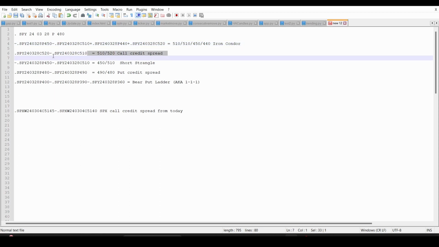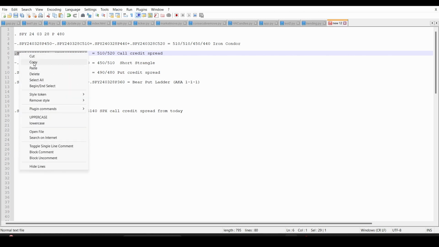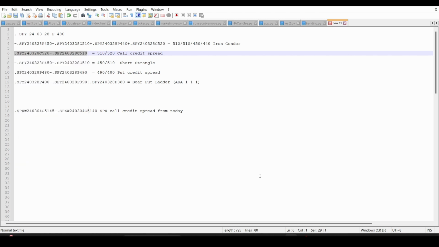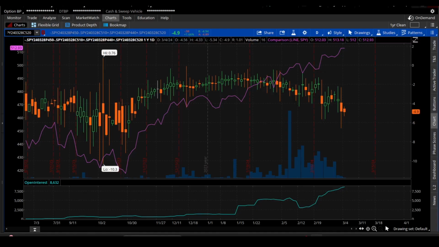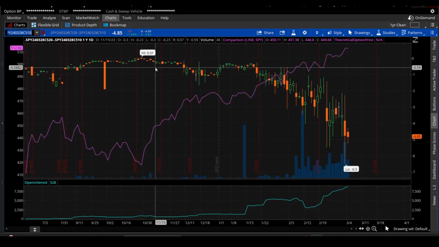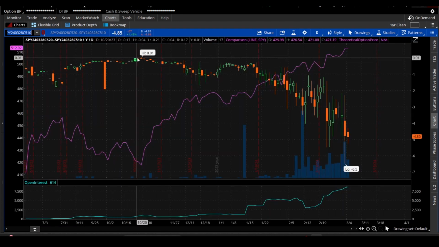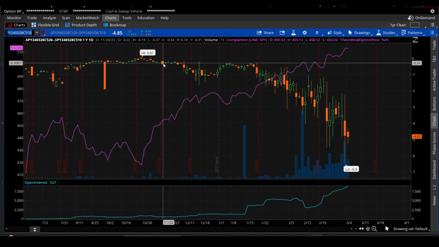So this is just the 510, 520 call credit spread, so it does not have the put side on it. It's actually going to look very similar because the put spread in this iron condor is basically worth nothing right now, just because it's so far out of the money. So you can see it's basically a penny right here.